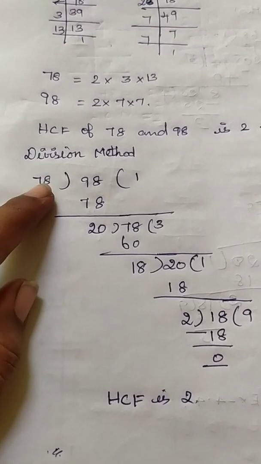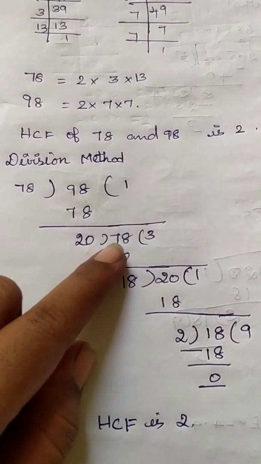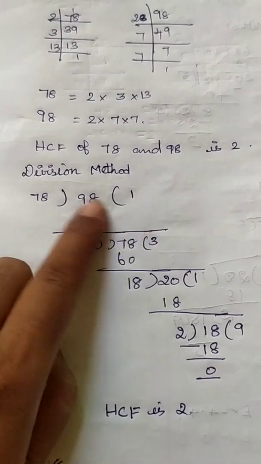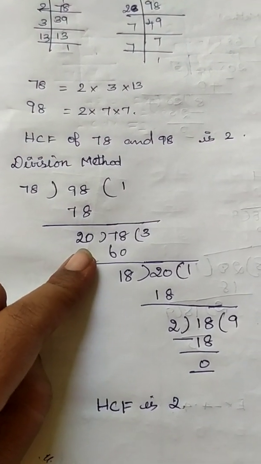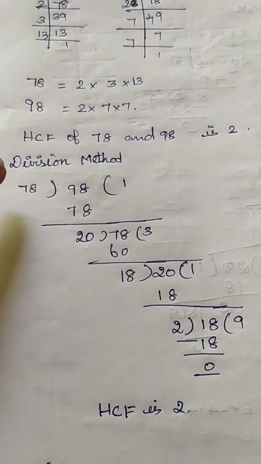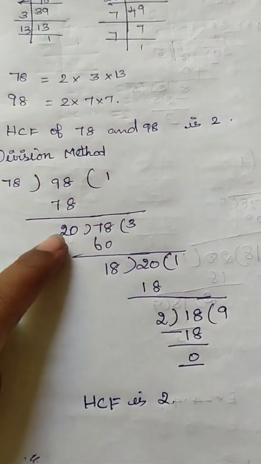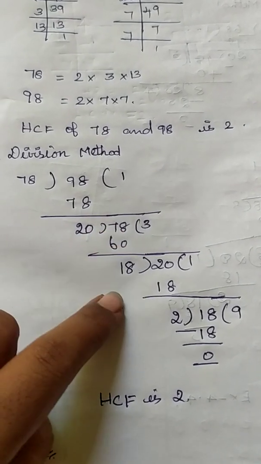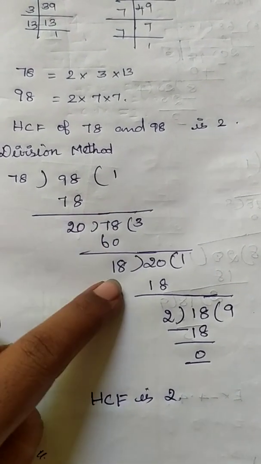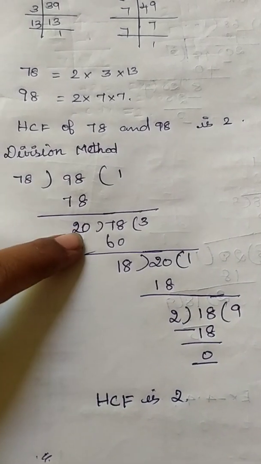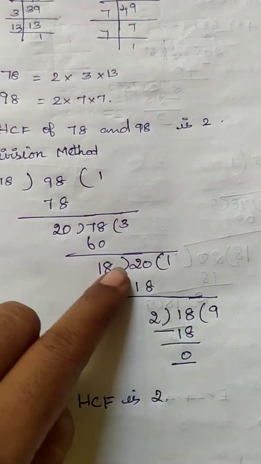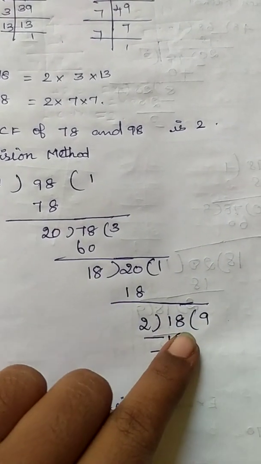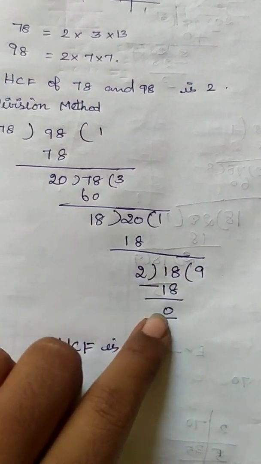In the division method, 78 is the smaller number compared to 98, so 78 is your divisor and 98 is your dividend. One time, 98 minus 78 is 20. Now 78 is the bigger number, so bringing it to the dividend place, 20 3 times gives 60, and 78 minus 60 is 18. Now comparing 20 and 18, 18 is smaller, so bringing 20 to the dividend place, 1 18 is 18, 20 minus 18 is 2. 2 is smaller, so bringing 18 to the dividend place, 9 2s are 18.